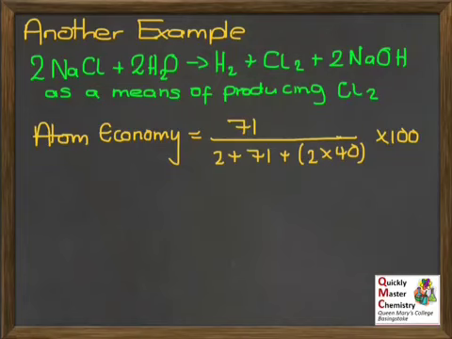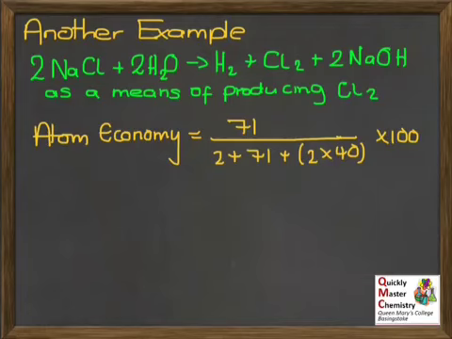On the bottom we put the relative formula mass of all the products, so 2 for the H2, 71 for the Cl2, and then the relative formula mass of sodium hydroxide, NaOH, is 40, but there's 2 moles in the balanced equation, so we put 2 times 40. And then remember, we're going to times everything by 100 to get it as a percentage.